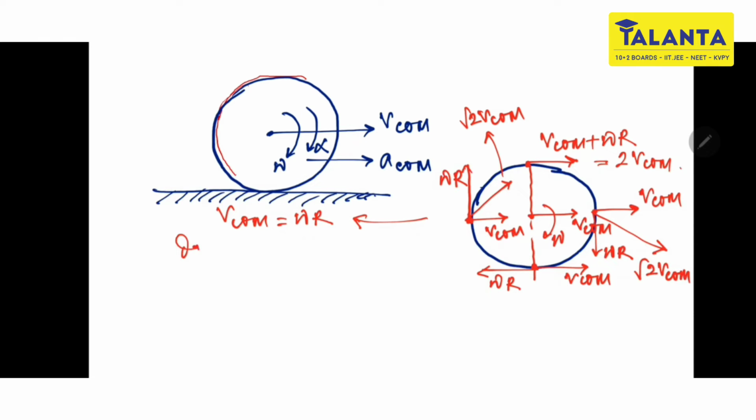Now, differentiating both sides of V of COM equals omega R with respect to t, we get the acceleration of the center of mass equals alpha into r.